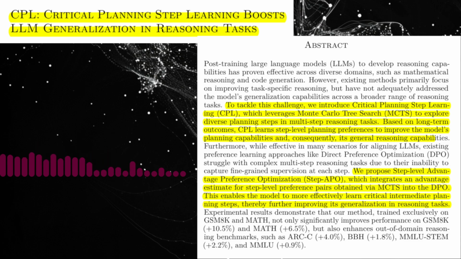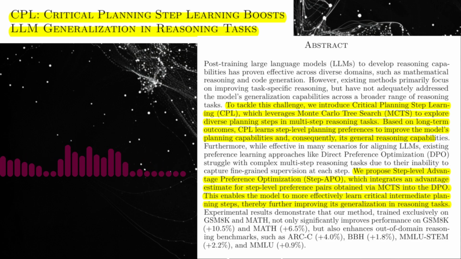MCTS is a powerful tool for exploring search spaces. Can you elaborate on how it's used in CPL? MCTS is used to build a plan tree, where each node represents a state in the reasoning process, and each edge represents an action or a reasoning step. The MCTS algorithm iteratively explores this tree, evaluating different plans and assigning values to each state based on the expected future reward. This allows CPL to identify critical planning steps that lead to a successful solution.